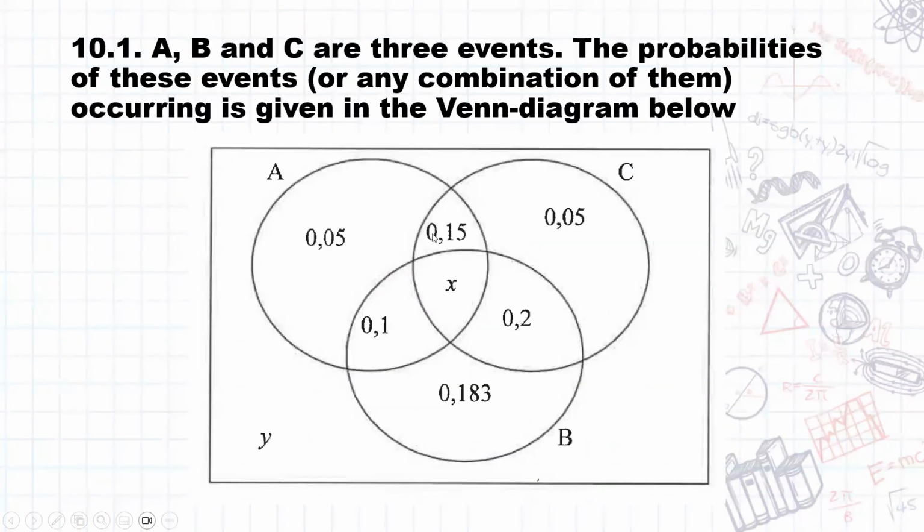So here we have a Venn diagram with various probabilities filled in. Of course, we can see that we're given the events A, B, and C and their values, and then of course y on the outside and x, right? As A, B, and C are three events, the probabilities of these events or any combination of them occurring is given in the Venn diagram below.